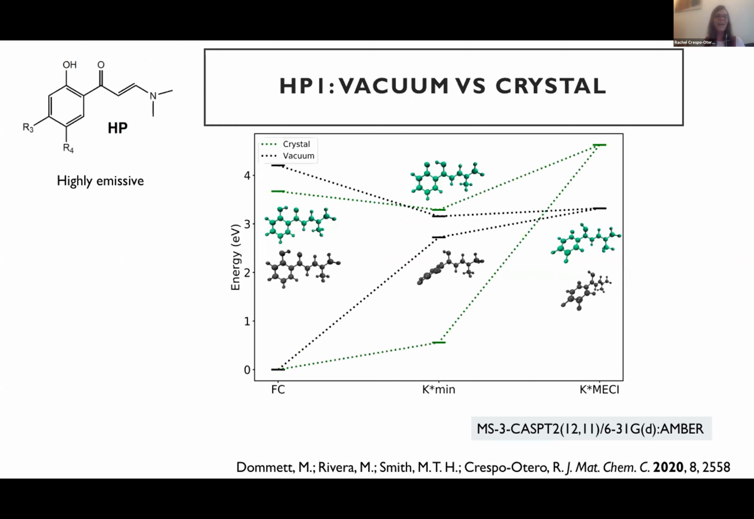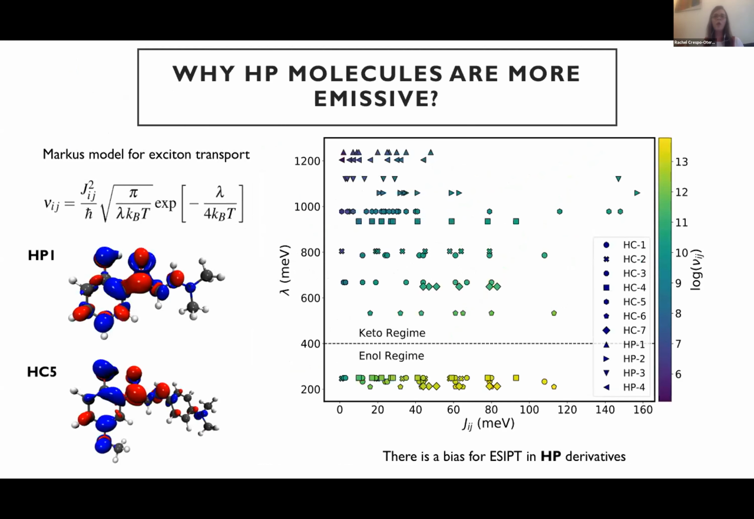So what happens for HP? In the case of HP, we can see a similar behavior to what we have for 1, and the conical intersection is not accessible in the crystal either. So that explains the main differences between the systems, between the series, but it doesn't explain why the HP series is more emissive than HC. To analyze that, we took a look at the competition between proton transfer and exciton coupling, and we took a look at the differences in reorganization energies between the enol and the keto forms.